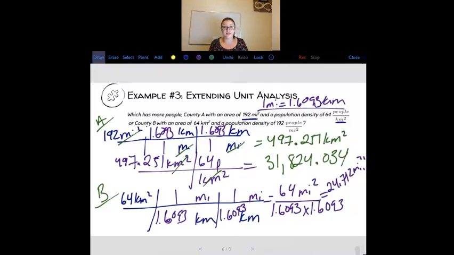Okay, and then the similar process, we'll take 24.712 and multiply it by 192 to determine how many people are in County B. So I'm just going to multiply that on my calculator, and I get 4,744.683. Again, 4,744.683 comes from multiplying the area times the population density. So in this case, County A has more people.